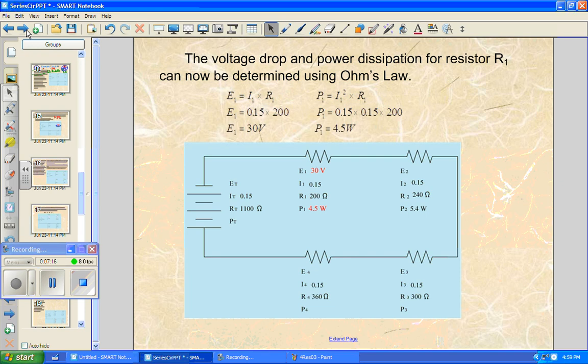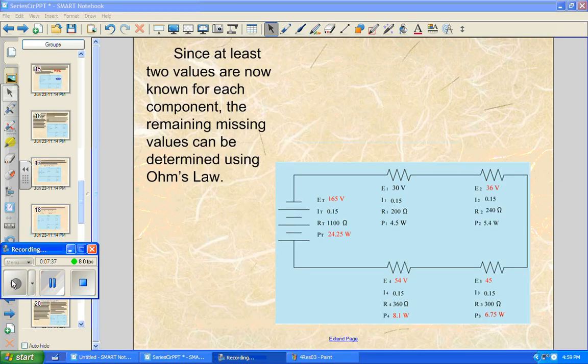Let's go over to our totals, and we see that we have a total current of 0.15 amps and a total resistance. If we multiply it up, that'll give us our voltage drop. 0.15 times 1100 is what? Okay, so we see that 1100 times 0.15 is 165 volts. And 165 volts times 0.15 will give us our total power, which is 24.75 watts. Now we found everything for resistor 1, right?